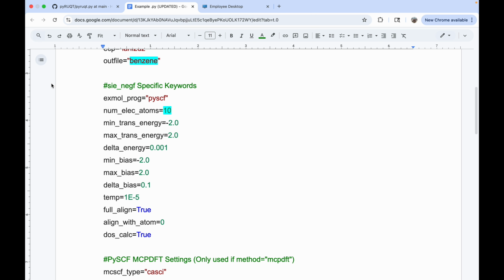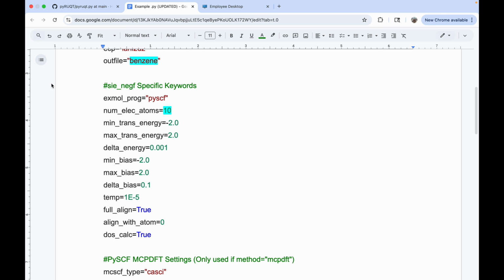xmlprog is the program in which the calculation is going to be run through. In our group, we run our calculations either through PySCF, which is Python Self-Consistent Field, or Mulcast. And Mulcast is an open source calculator, which we do use both. But in this example, we're going to focus on the PySCF.